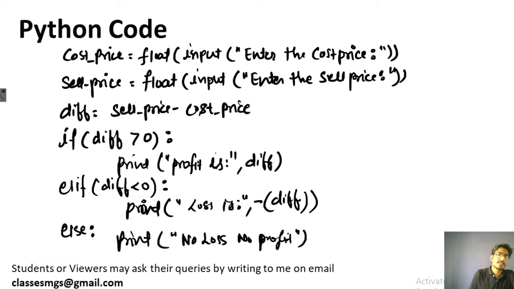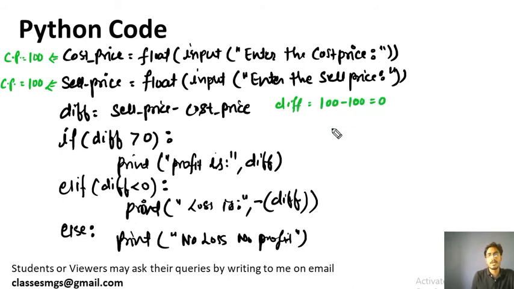Here we will see some sample input and try to run it. Let's suppose the user has given input cost price as 100 and selling price as 100. Then what will happen? The difference will be 100 minus 100, that will be 0. Difference is greater than 0, condition false. It will not execute this if. Go into elif: difference is less than 0, no, again false. We will come back to the else part and print no profit, no loss.